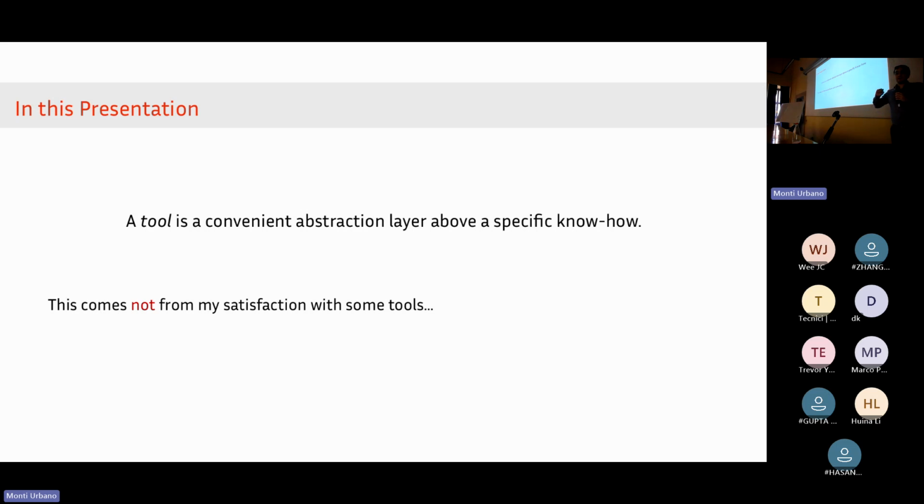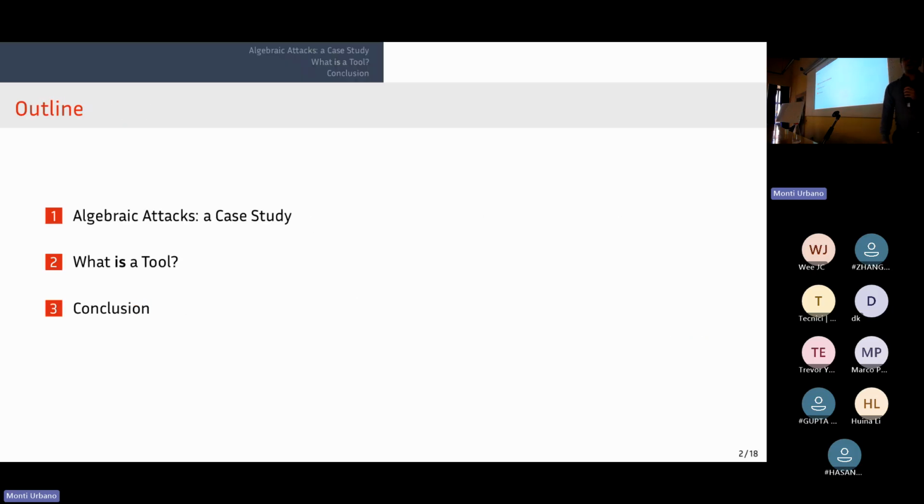So in this talk, I'm not going to talk about the tools I'm happy with. I'm going to talk mostly about the tools I don't have, or at least that I didn't have at the time when the research I'm going to talk about happened. First, I'm going to talk about the case of algebraic attacks, and then I will move on to the more meta discussion about what is a tool, but I will spend more time in the first section.